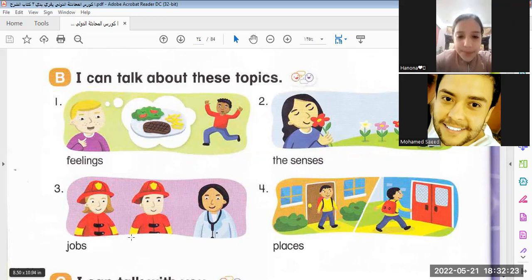What do you want to be, Hannah, in the future? I want to be a doctor. Amazing. What's your father's job? My father's job is teacher. What's your mother's job? My mother's job is teacher too. Are you kidding, Hannah? No.